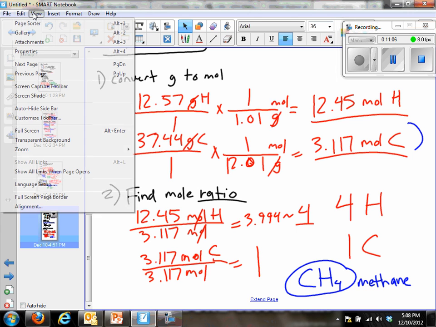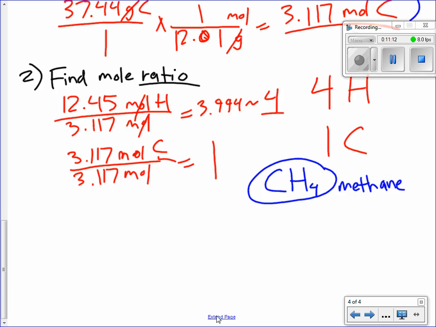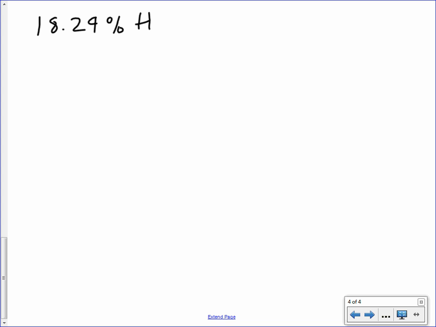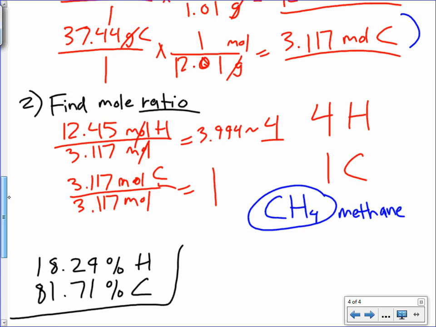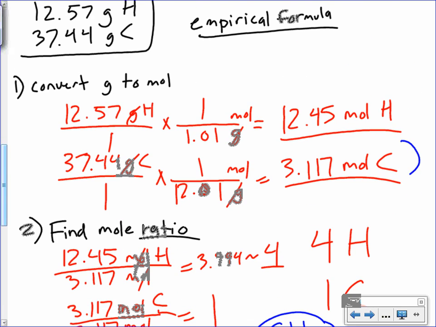Okay, so let's try another one. Let me extend the page here. Okay, so let's say you have 18.29% hydrogen. Let's say you're given a percent composition, and 81.71% carbon. Okay? Well, if you remember in our last problem, we started out with grams, right? So we just started out by converting grams to moles up here.